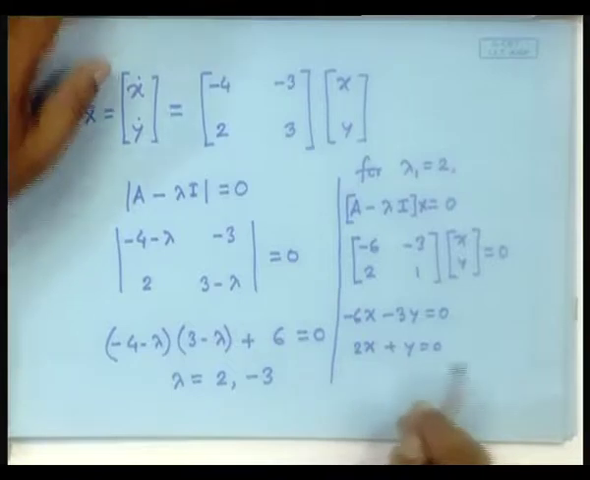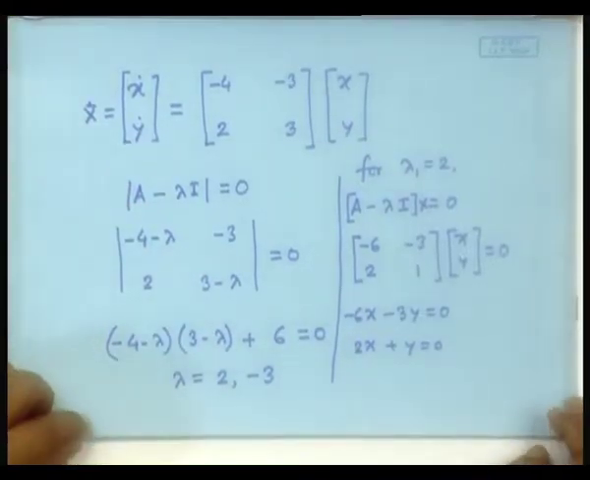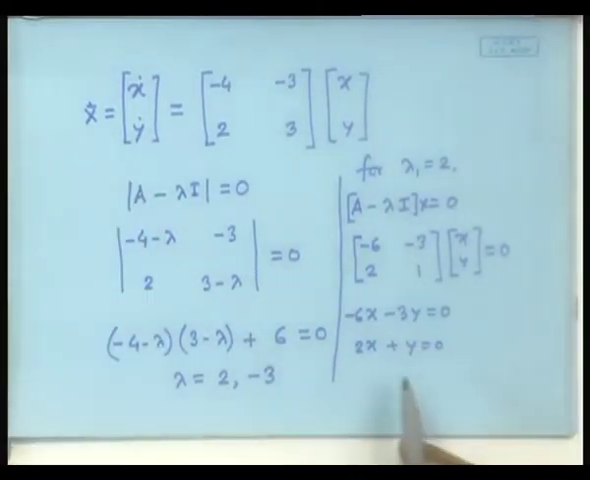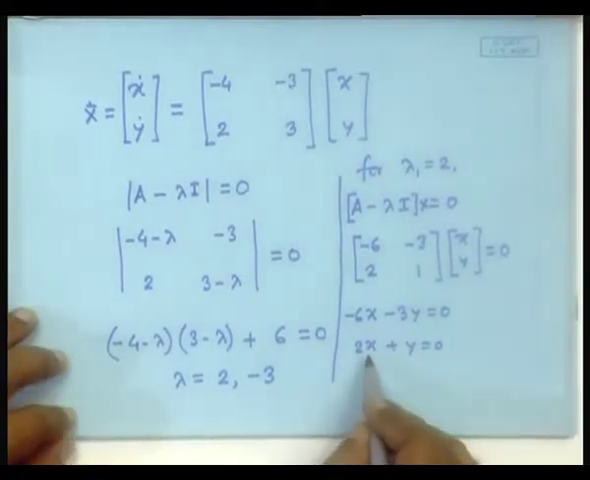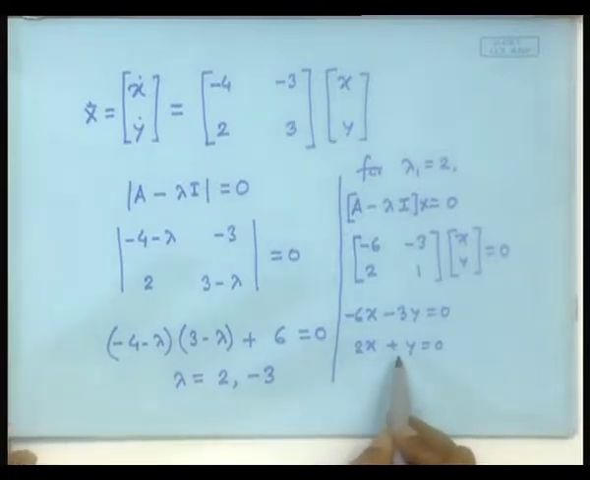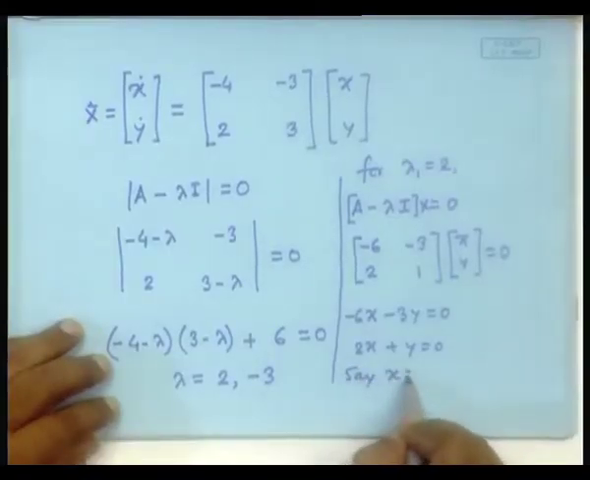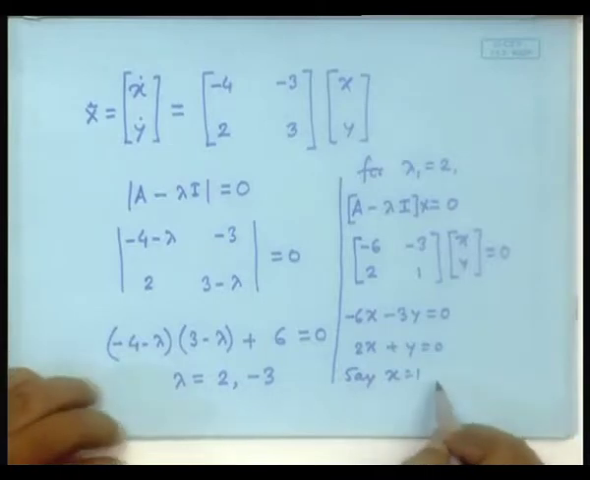So, what does it say? Here it is the eigen direction, not the eigen vector. It will give the eigen direction. It says that the eigen direction is where twice x is equal to minus y. In order to place an initial condition on that eigen direction, you have to a priori specify some value of x and then find out the value of y. Say x is equal to 1, then this gives y is equal to minus 2.